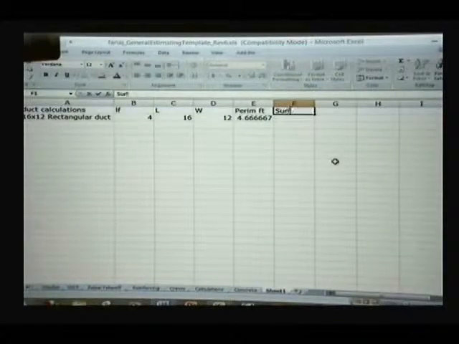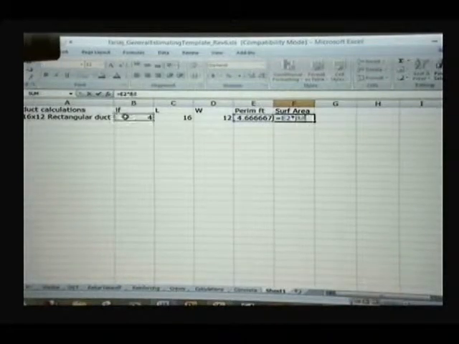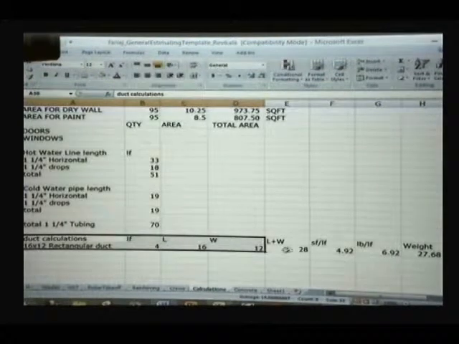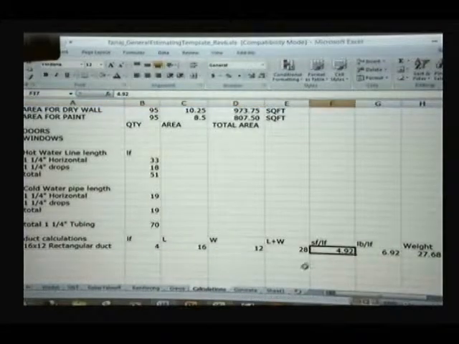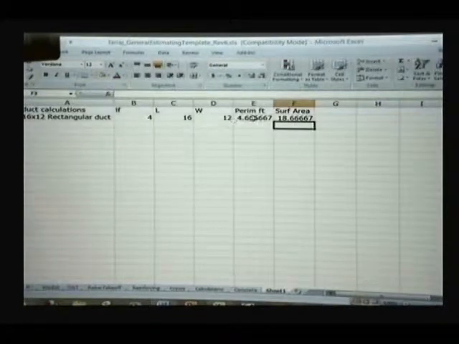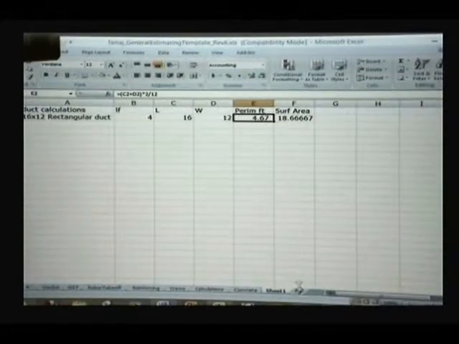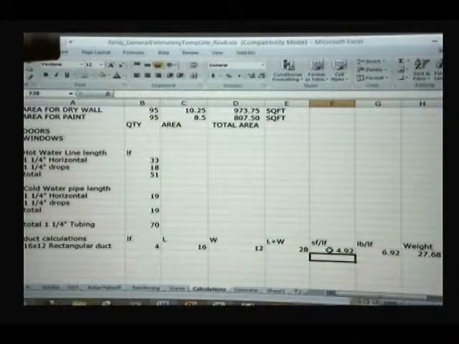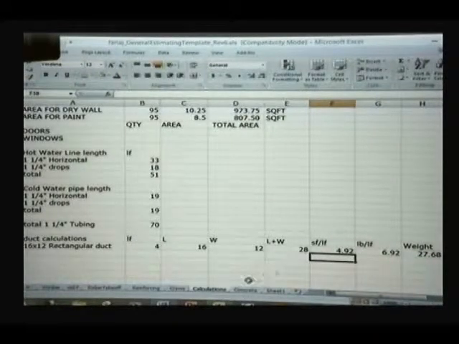The surface area is then going to be the perimeter times the length. So I have 18 square feet here. The calculations I did before, I calculated the square feet per linear foot. That's 4.92, which is close to this one. I have 4.67, the table says 4.92. They probably add a little factor over there. The factor, well, I don't know, that seems a little high.